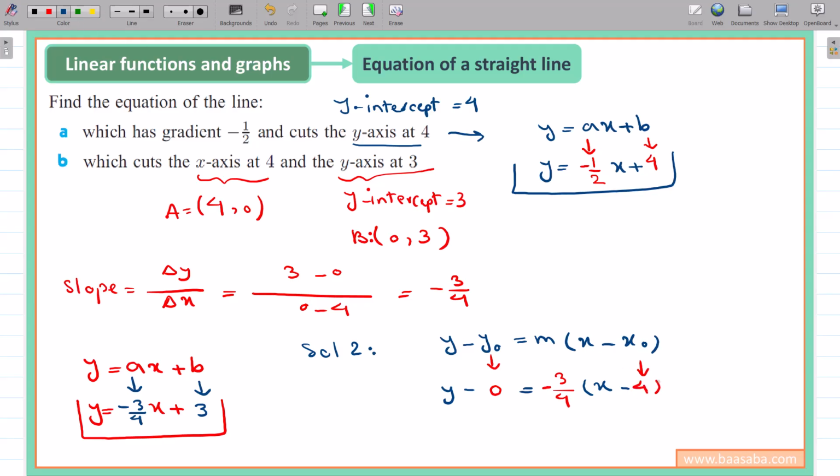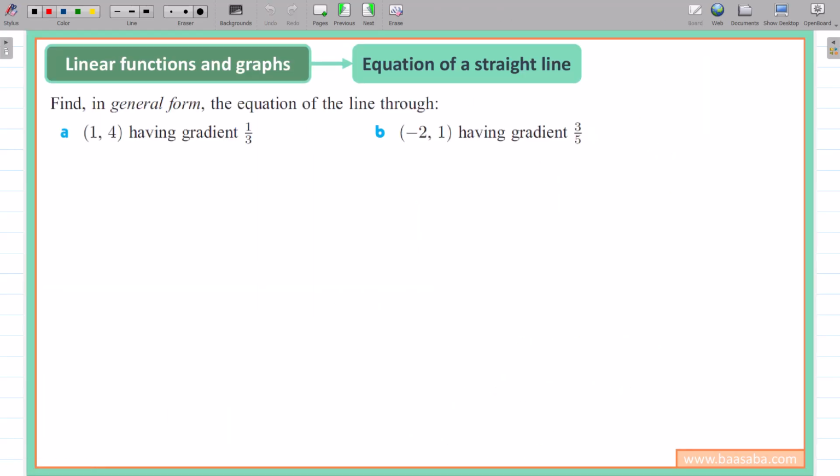Okay, if we simplify this equation here, we'll get to y is equal to -3/4x. And then we have to multiply -3/4 to both of these terms. And if I multiply -3/4 to 4, we'll get to +3. You can see this is the same as this one, so it doesn't matter which way you choose, you'll get to the right answer. Another question, but this one is for you to solve.